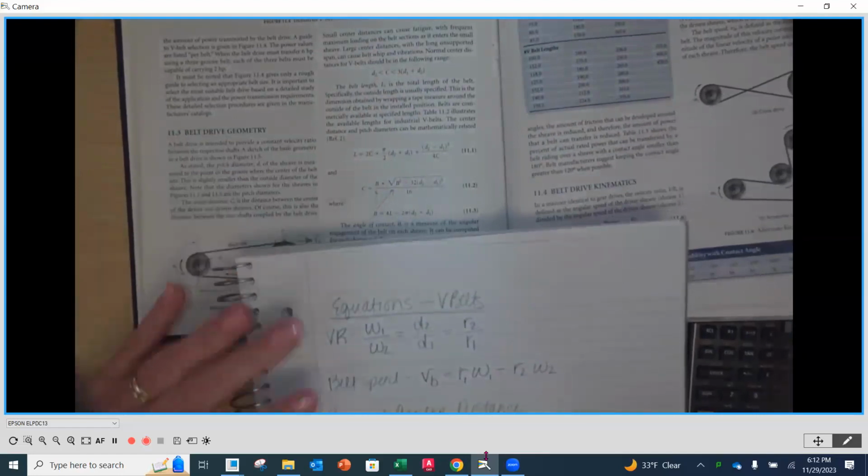Yeah, no, that's fine. Now, once we do our initial length, we're going to go over here and find an actual length based on that. And once we find our actual length, we're going to come back and find our actual center distance, because it's going to change based on the belt that we actually get.